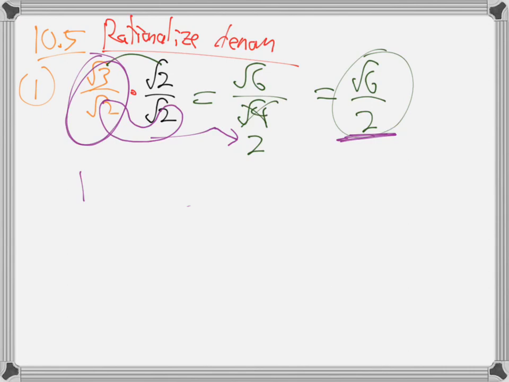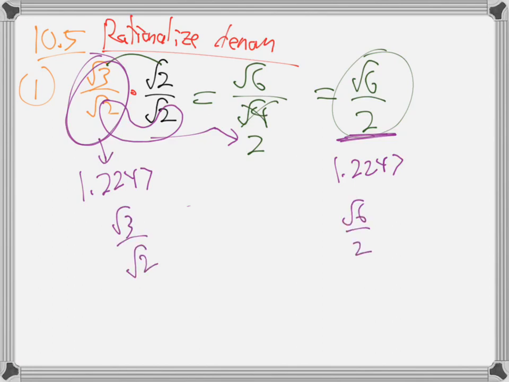I'm getting 1.2247. They're both 1.2247. Try it on your calculator. Try doing either one. You getting that? I'm talking about the original, square root of 3 over square root of 2. Square root of 3 over square root of 2 and square root of 6 over regular 2 are both 1.2247, and so on. Meaning, we didn't change the value, we just changed the way it looks.